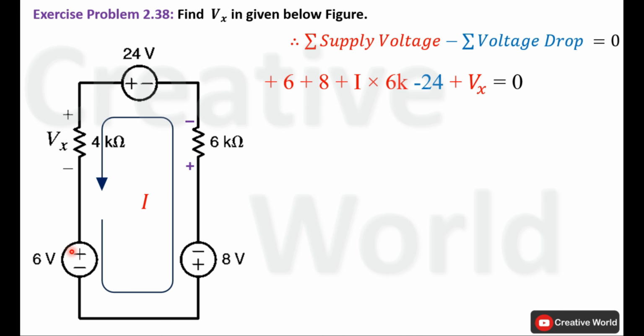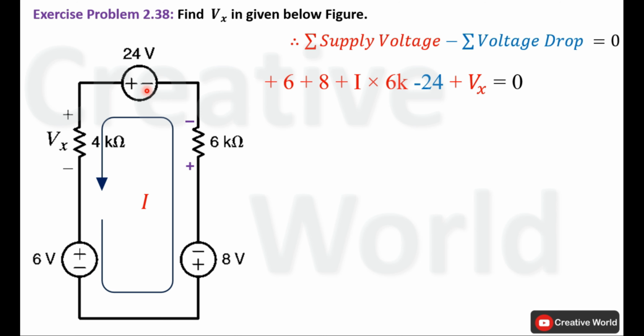Start from here. Current entering terminal is positive, so 6 volt of this voltage source will be taken with positive sign. Move to next voltage source. Current entering terminal is positive, so 8 volt will be taken with positive sign. Move to next element. Current entering terminal is positive, so voltage across this 6 kilo ohm resistance, that is the product of current through it and the value of resistance, will be taken with positive sign. I multiply by 6k.